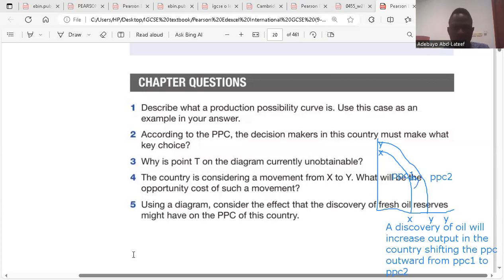So, okay, using a diagram, that's all about the question activity. Let me just save it. Saved.